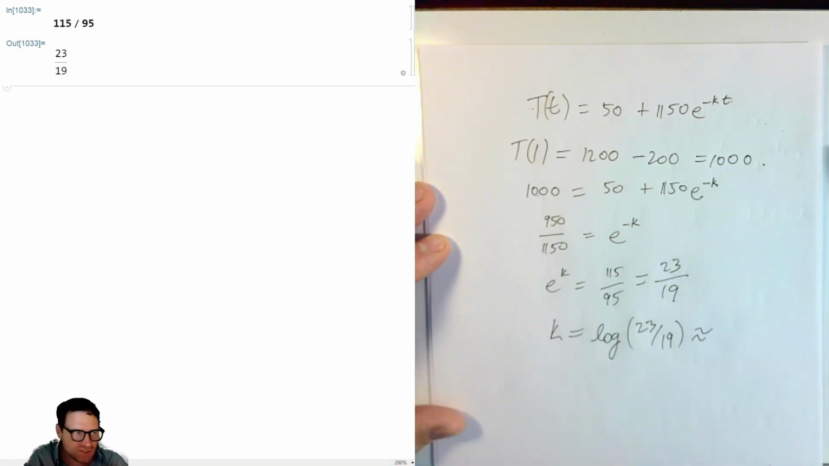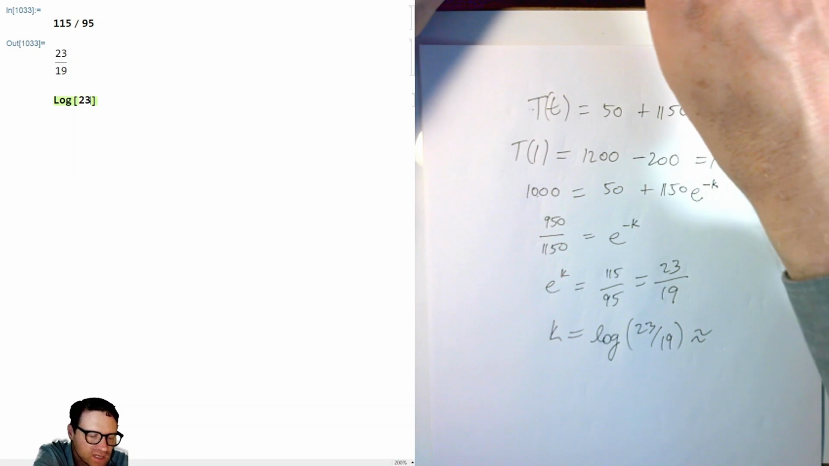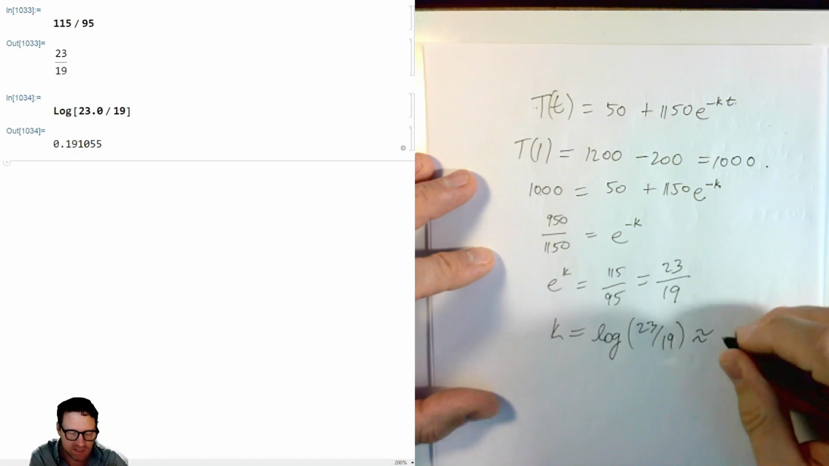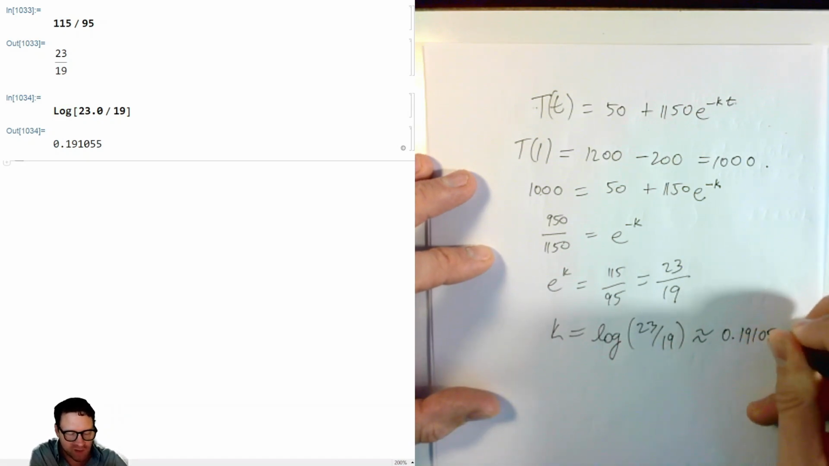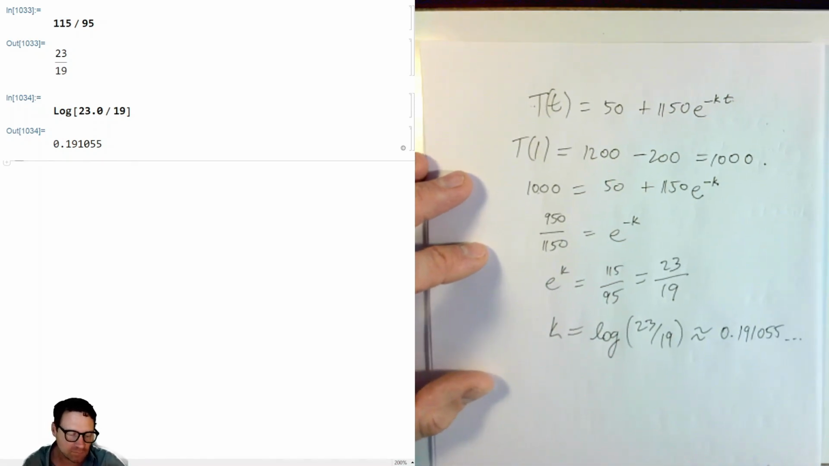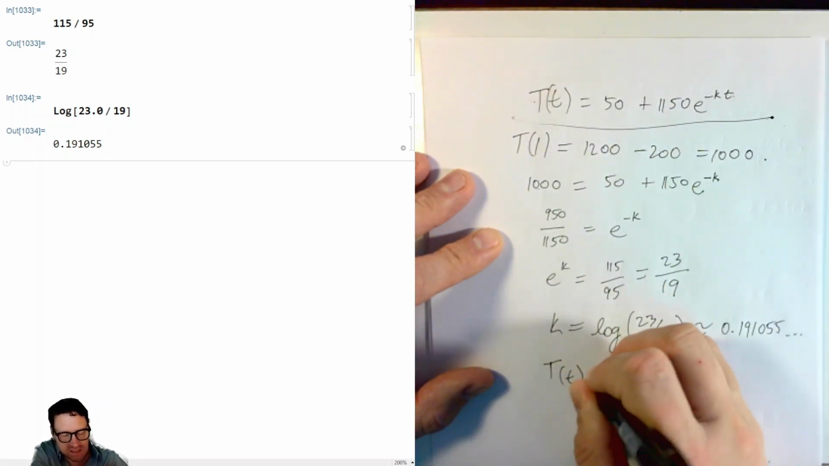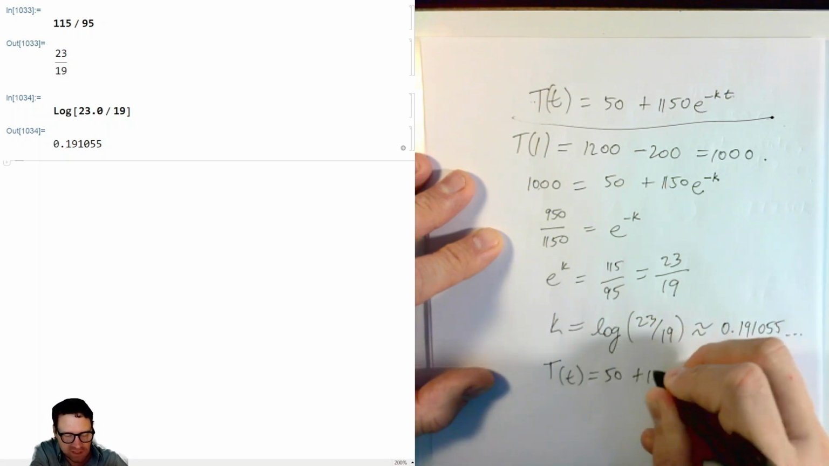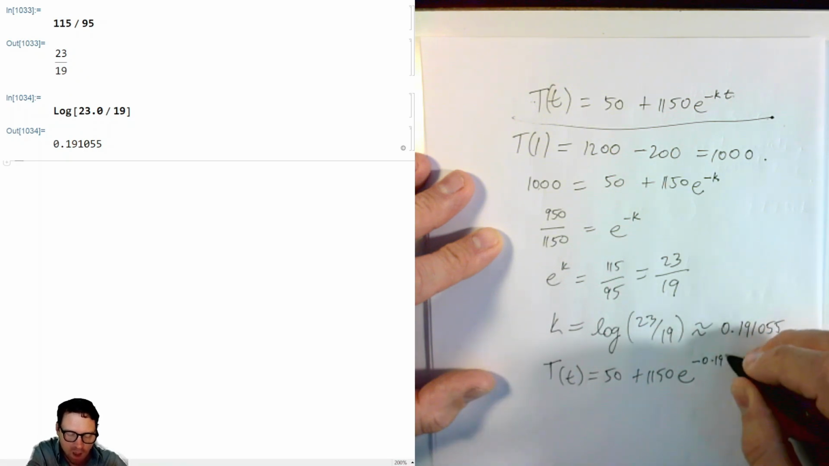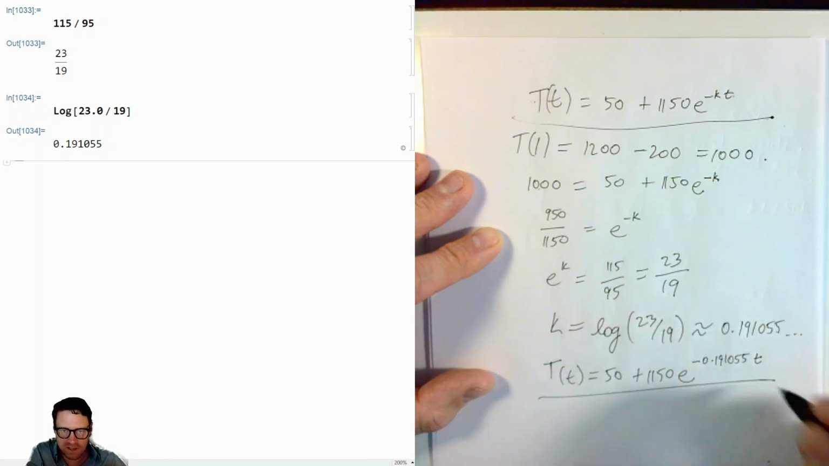Now let's give an approximation for this. So write log 23.0 divide 19. I put in the 0.0 so I get a decimal approximation. And so that gives us 0.191055 and so on as our value of k. Okay, so we can sub that back into this and say T of t is 50 plus 1150 e to the minus 0.191055, etc. times t. Okay, so here's our solution.